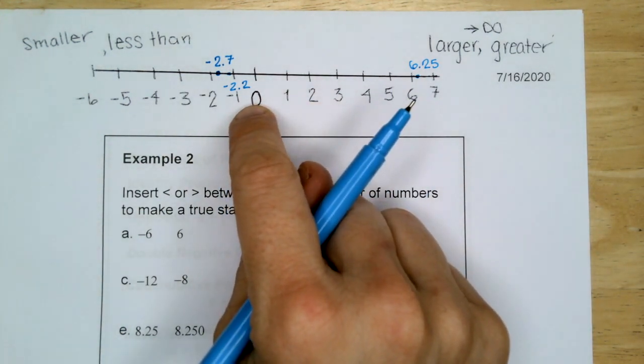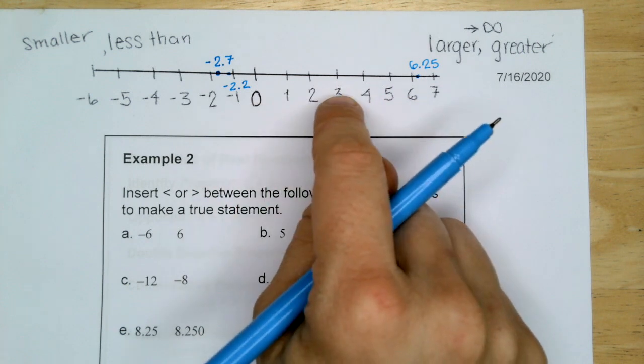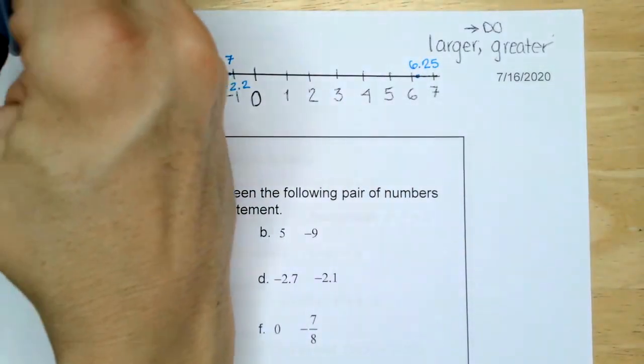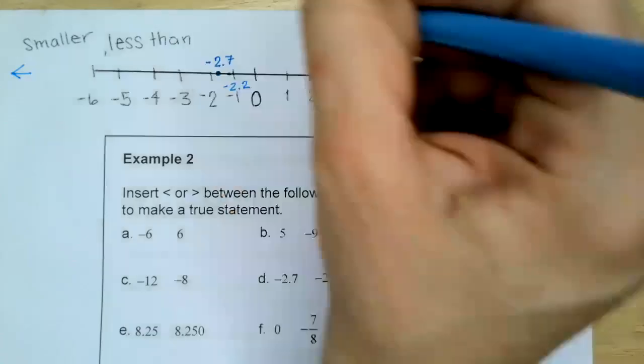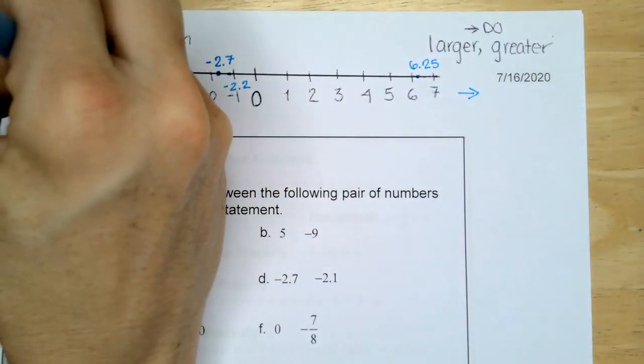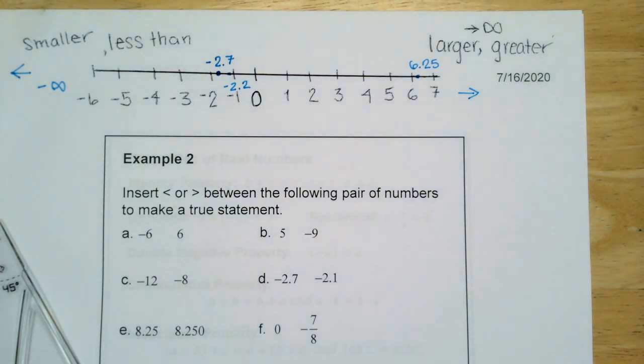0 is a neutral term. It's not really positive or negative. We have positive numbers to the right of 0 and negative numbers to the left of 0. So as we go this way, I called this way positive infinity. This way we call negative infinity. Infinity is a sideways 8. So if you're struggling with greater than or less than, visualize the number line.